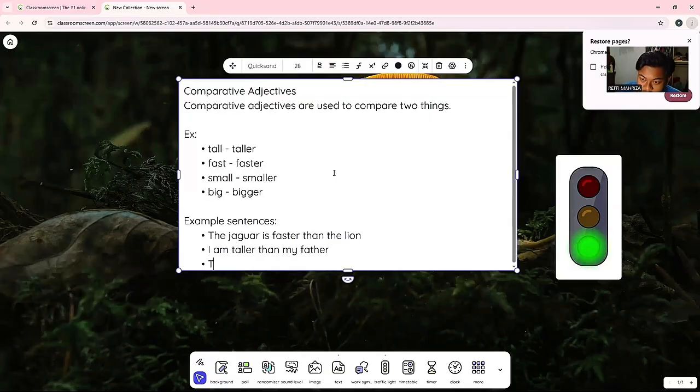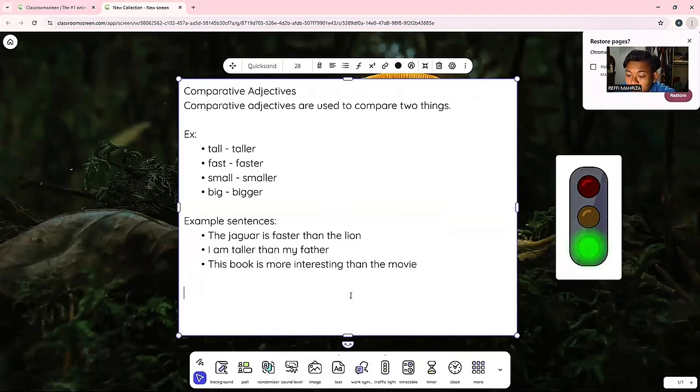And last one, we have: this book is more interesting than the movie. So, comparative adjectives always compare two things only.